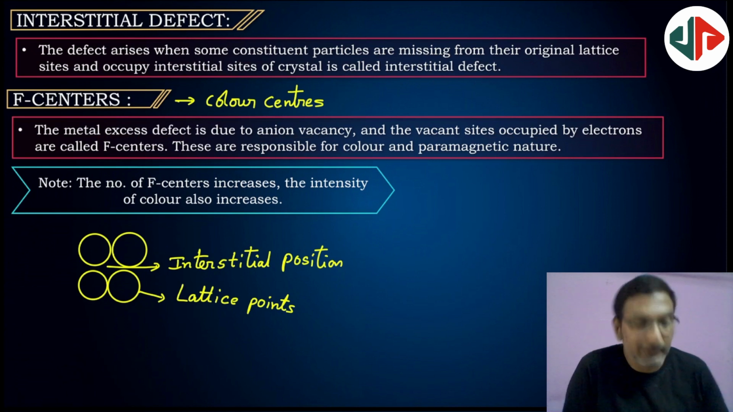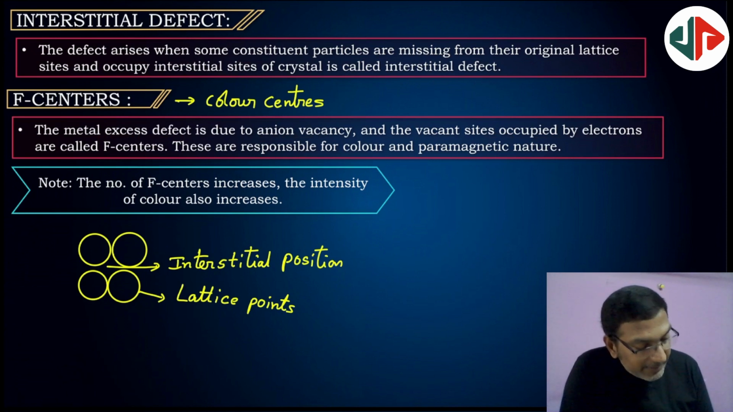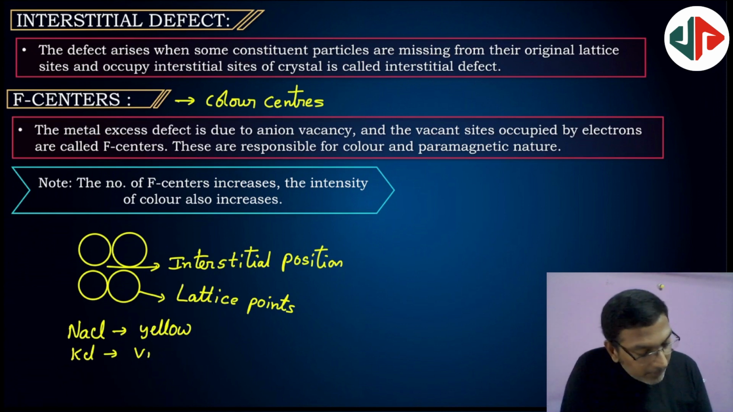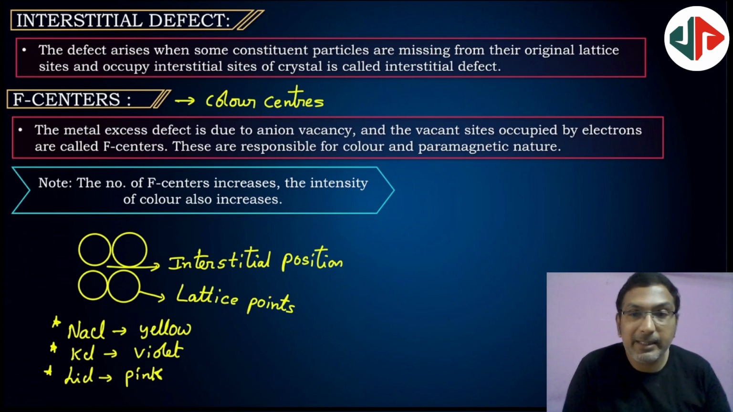So, very, very important. Due to F centers, that means metal excess defect, NaCl color will be yellow. KCl color will be lilac or violet. And LiCl color will be pink due to F centers. So in LiCl, the chloride ion will be missing from its lattice position, and these positions are occupied by a corresponding number of electrons. These electrons are responsible for color.